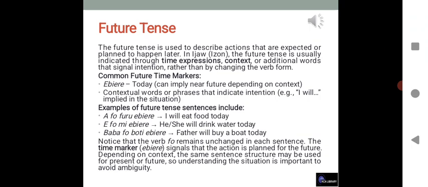Examples of future tense sentences include: Efo furo ebia, I will eat food today. Efo mi ebia, she will drink water today. Baba efo boti ebia, father will buy a boat today. These examples show that the verb efo remains unchanged, while the time marker ebia indicates that the action is intended or expected to happen in the future. In Ijaw, the same sentence structure may sometimes be interpreted as present or future depending on context, so careful attention to situational meaning is essential for accurate understanding.